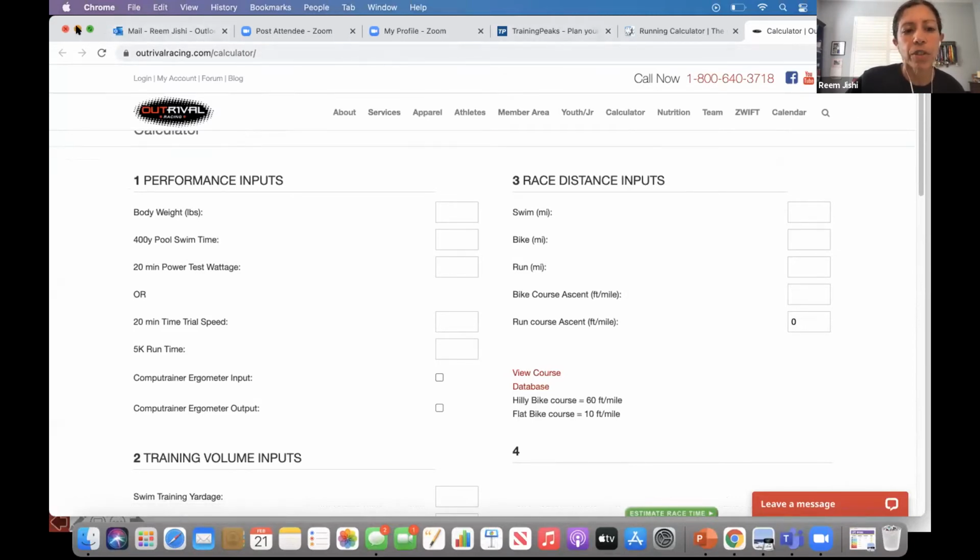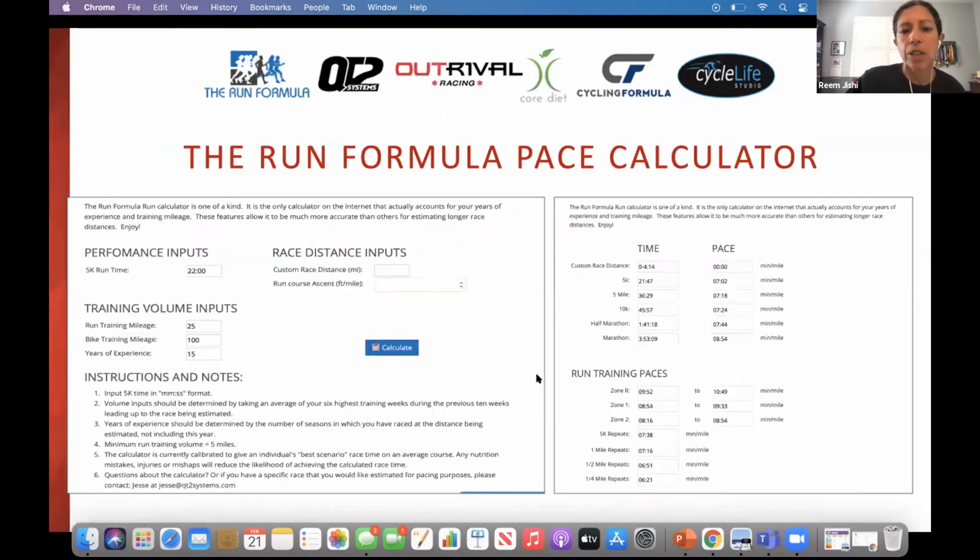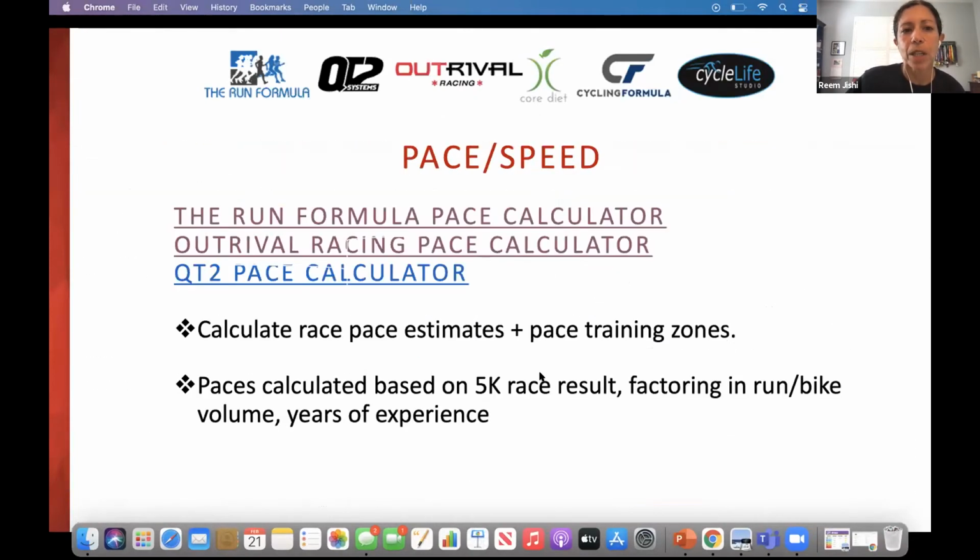So these are useful, and it's something that your coach can use with you for races. It's something that you can just put in yourself and play around with. So it's all on your members pages on your website. You can get into it pretty easily.